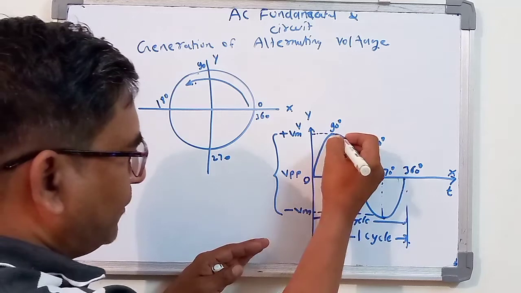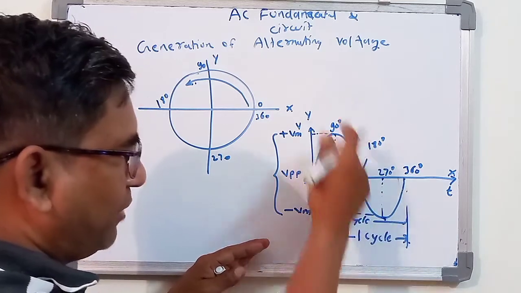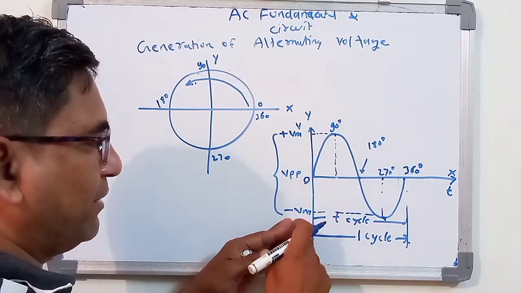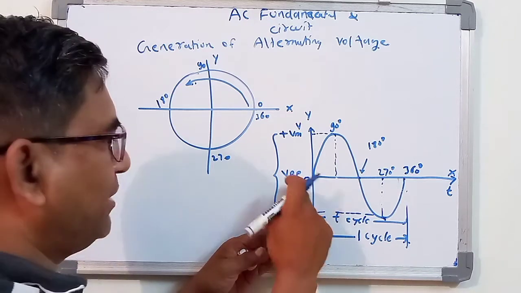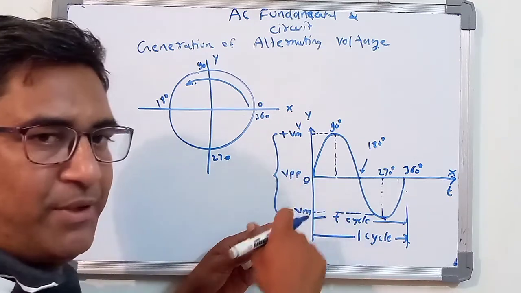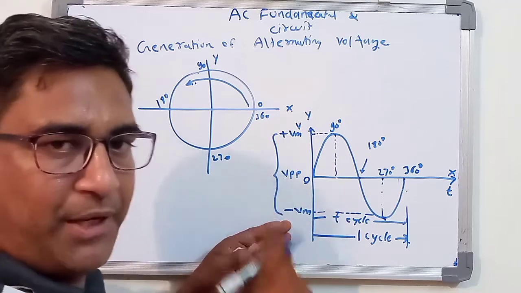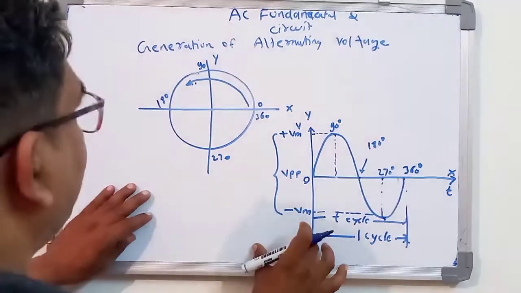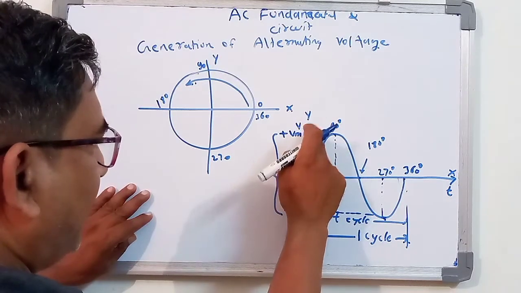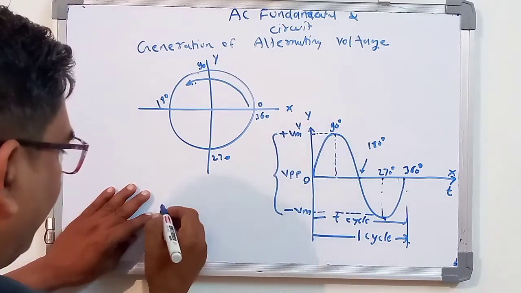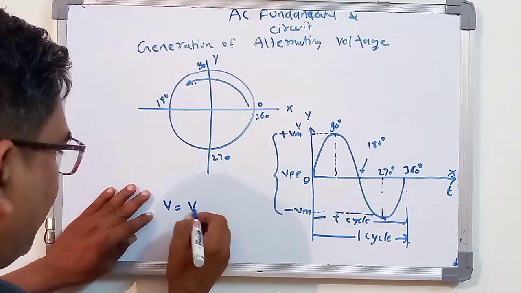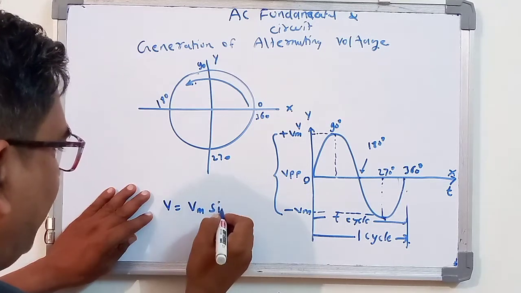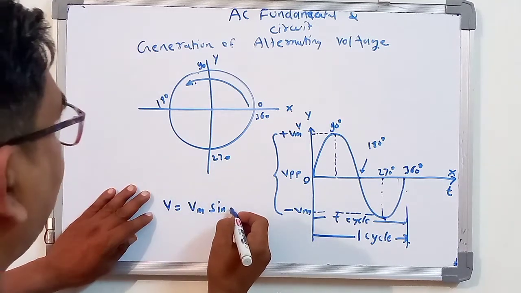From this point to this point, if you measure, you will get a voltage, and that voltage is VPP, which is called the peak to peak voltage. For this, the instantaneous voltage small v is equal to capital Vm into sine omega t, or you may write only theta.